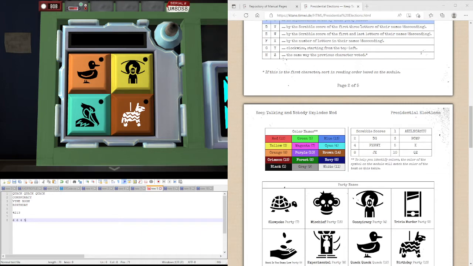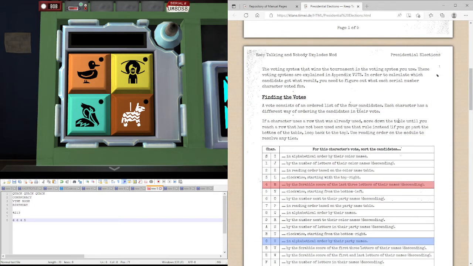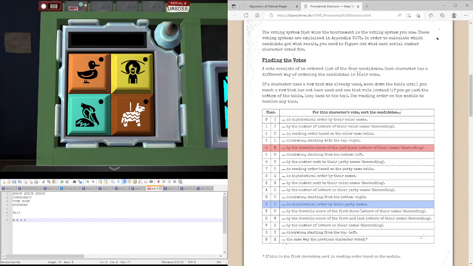So we're now going to order these in descending order, usually in order to resolve any ties. So we're going to have 1, 2, 4, 3.